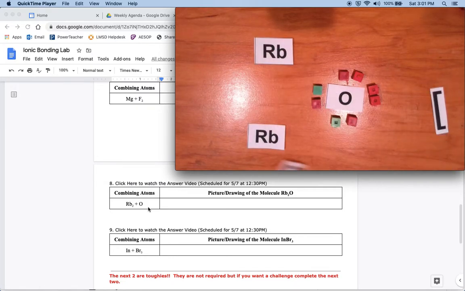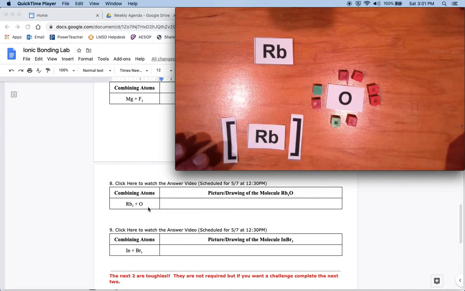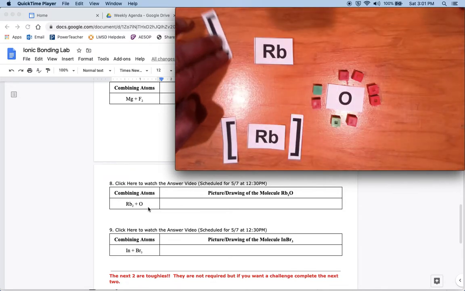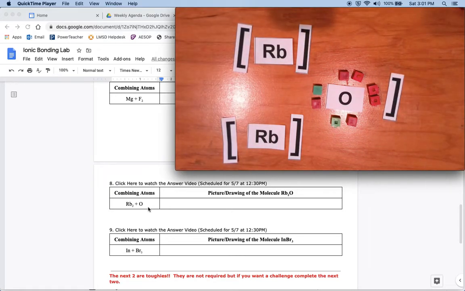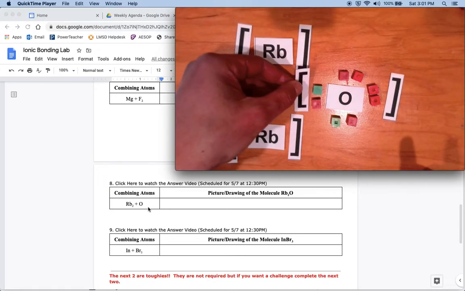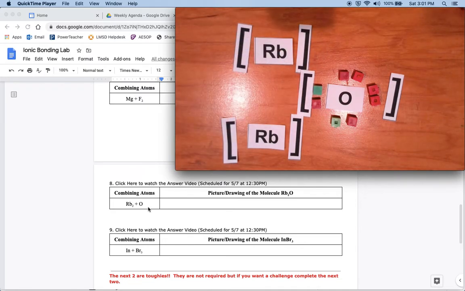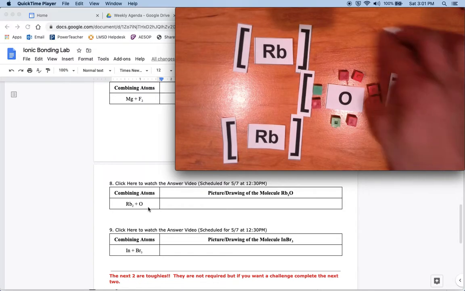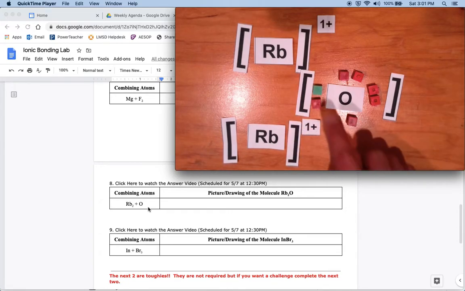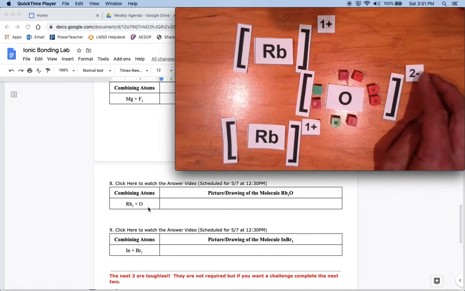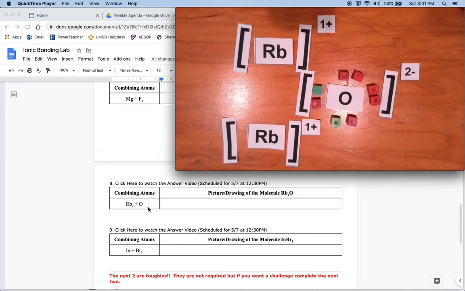Now remember, both Rb and O are now different, so we have to put brackets around them to show that they have changed. So here we go. In this case we have Rb, which has lost an electron, so it's going to have a 1 plus charge because it now has 1 more proton than electron. I'm going to do that to the other one. And then my oxygen gained 2 electrons, so it's going to have 2 more electrons than protons.